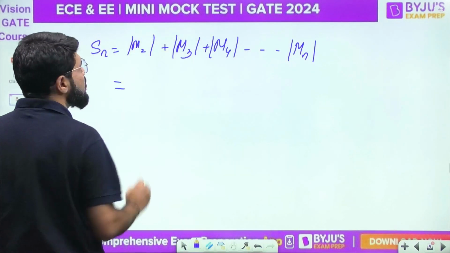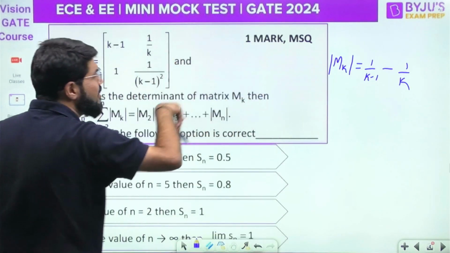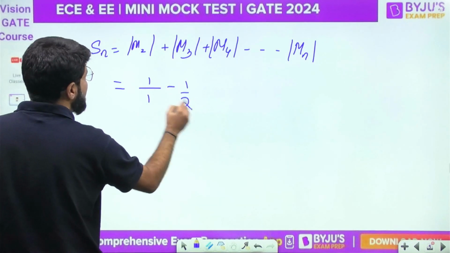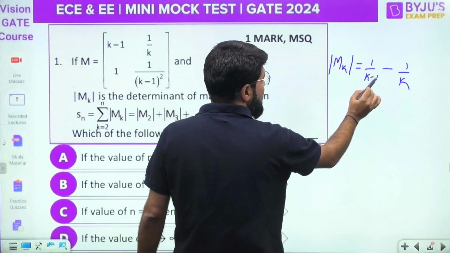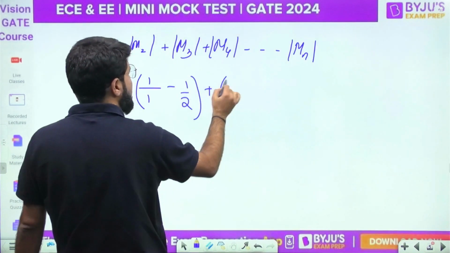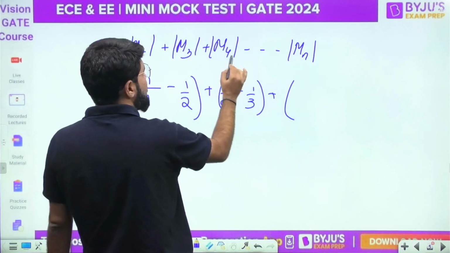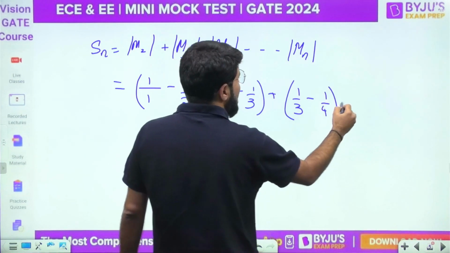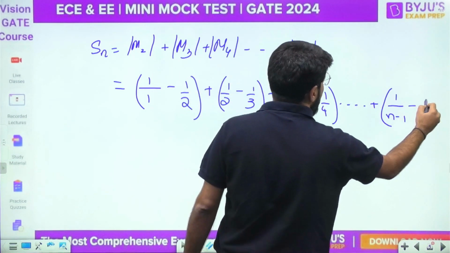So what is the modulus of M_2? If you talk about k, 1 upon k minus 1 minus 1 upon k, so if you place k equal to 2, you are going to get 1 upon 2 minus 1, so 1 minus 1 by 2. What should be the next term? If you place 3, then 3 minus 1 is 2, so 1 by 2 minus 1 by 3. Next, for k equal to 4, 1 by 3 minus 1 by 4, etc. The last term will be 1 upon n minus 1 minus 1 upon n.